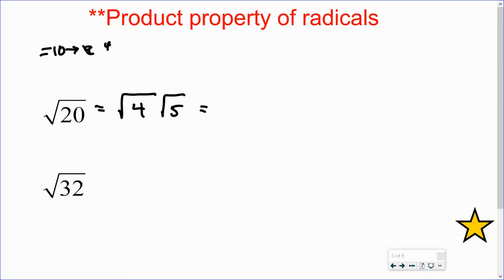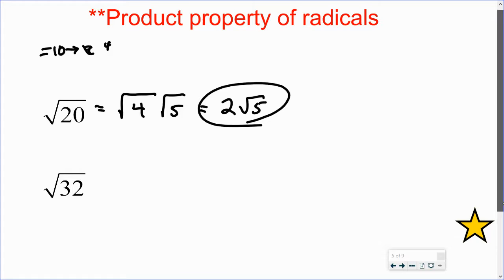I always put the perfect square there because that's going to be the number that I simplify first. So the square root of 4 is 2. The square root of 5, I have no idea. So I'm going to leave that alone. So there's my final answer for this one.